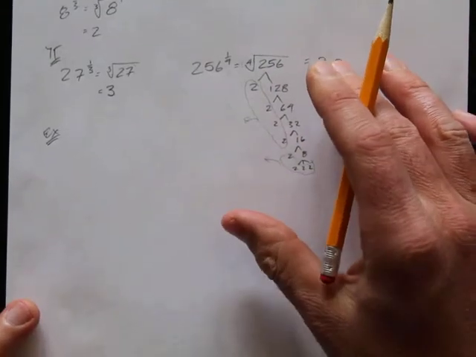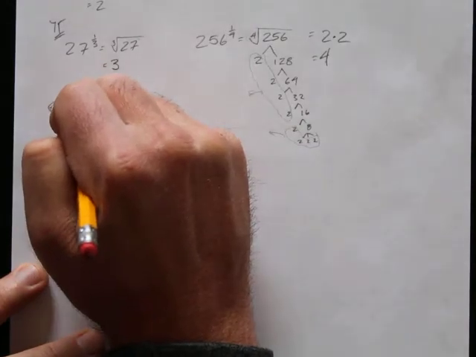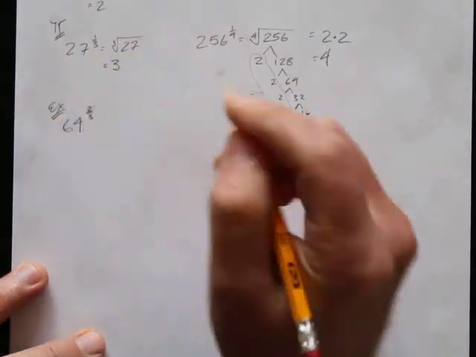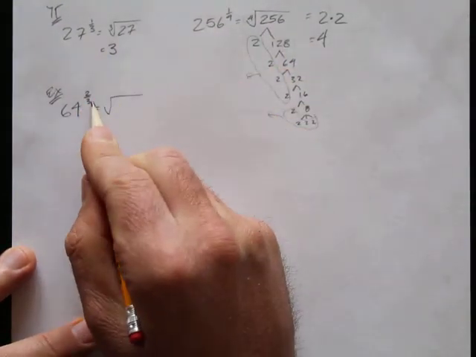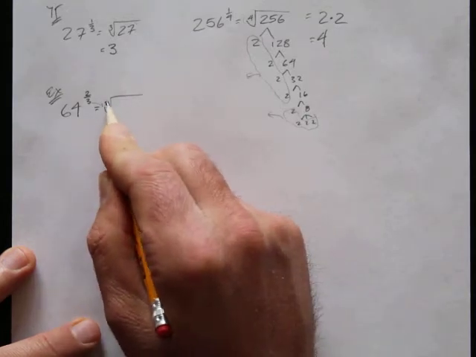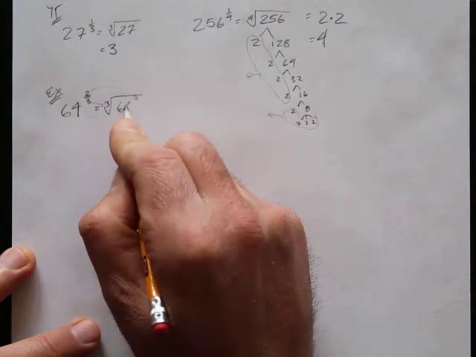All right, let's look at another example here. Let's get a little bit more complicated. 64 to the 2/3 power. So remember, the denominator goes here for the index number, so that's 3. I'm going to have the third root of something. And the squared goes here, so I've got 64 squared.